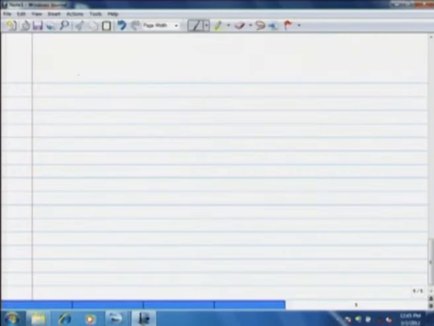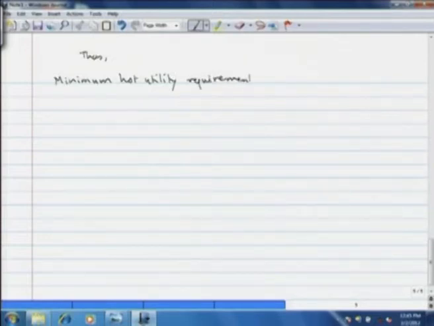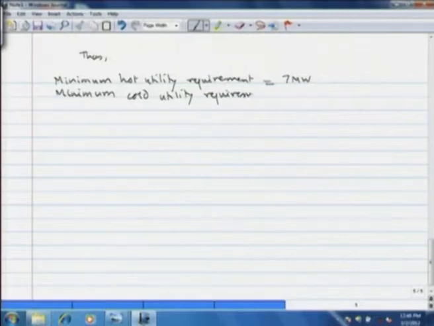Okay. So the minimum hot utility requirement of the process is 7 megawatt, while the minimum cold utility requirement is 18 megawatt. So that is the answer. Now we have to also determine the heat capacity flow rates that are required of the two utilities.